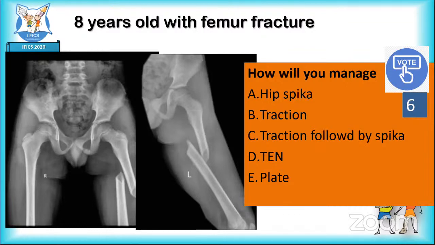So let's go to the next poll. This is an 8-year-old child with a fracture shaft femur. Short oblique, almost 2.5 centimeters telescoping. How do you manage? Let's start the poll for this.